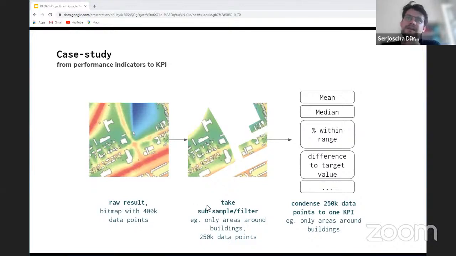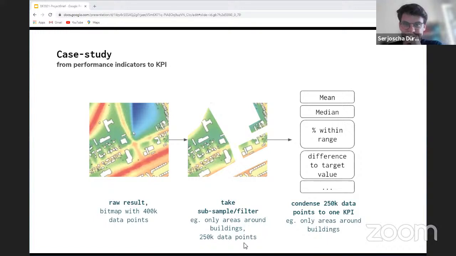The approach is quite straightforward. A first step could be that we decide what areas we actually care about. In this case, we only care about the noise stress in residential areas. So we'd say we don't care about the middle of the streets, how noisy it is there. We only take a subsample of our data set, which in this case is the residential areas around buildings. This reduces our data points to 250,000 points, which is still way too much.